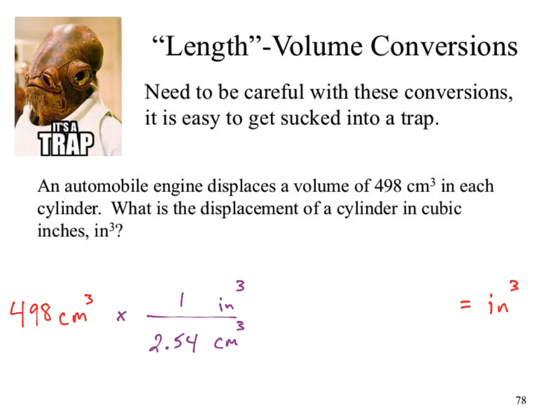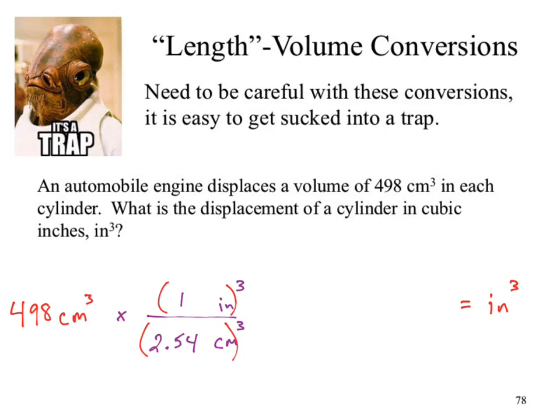You turn on the calculator, right? And then the next step would be 498 divided by 2.54. Wrong answer. Because it has to be cubed. When you dropped that cubed, you were referencing the whole thing. And that's where you have to be careful.